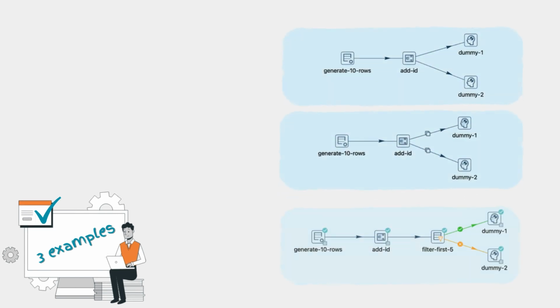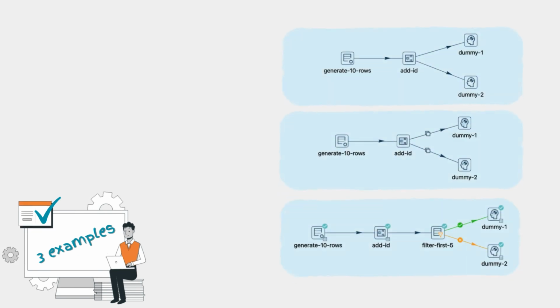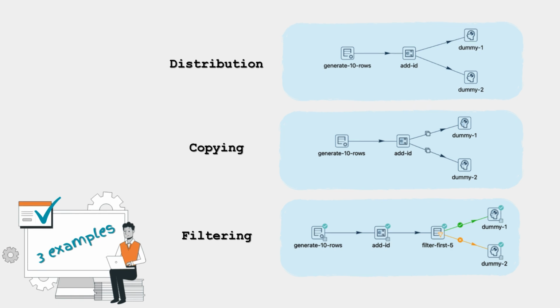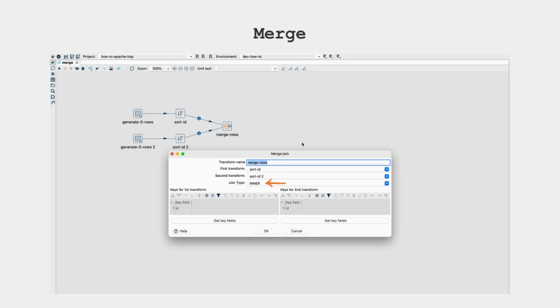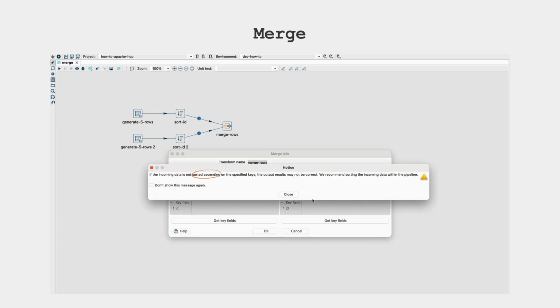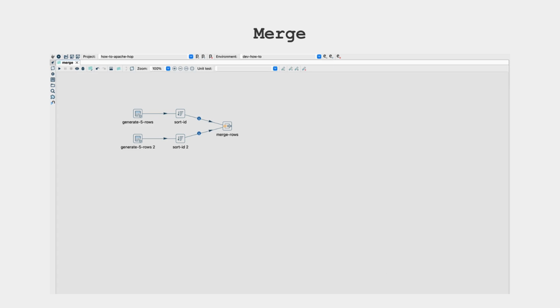So far, we've looked at scenarios with a single transform connecting to two subsequent transforms: distribution, copying, and distribution through filtering. But what if you need to perform operations like joins or append streams? In the provided simplified scenario, two small data streams are sorted and subsequently joined using a merge join transform. An inner join is performed with the data coming from sort ID and sort ID 2, using the ID field. It's crucial to note that the data must be sorted ascending before conducting the join.